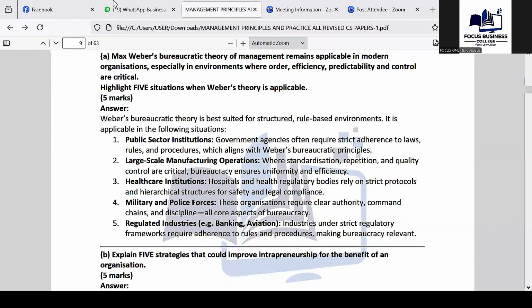Then number four is military and police forces. This is where order is normally used. In military or in police, you don't question. If you're told to march, you march. If you're told to move forward, you move forward. If you're told to shoot, you shoot. Basically, that's called order.